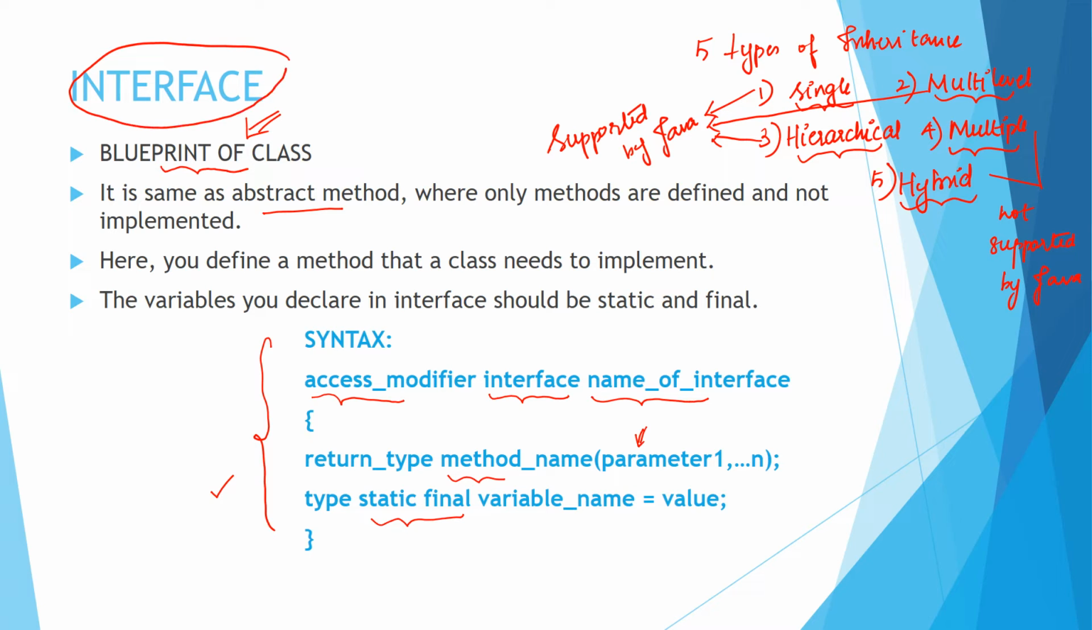So, in the upcoming slides, we are going to see how multiple inheritance and hybrid inheritance are implemented using the concept of interfaces. Now you're clear with the general idea of what is an interface and how the syntax of interface is written. Now we are going to see how multiple inheritance and hybrid inheritance are implemented with the help of interface. Okay.